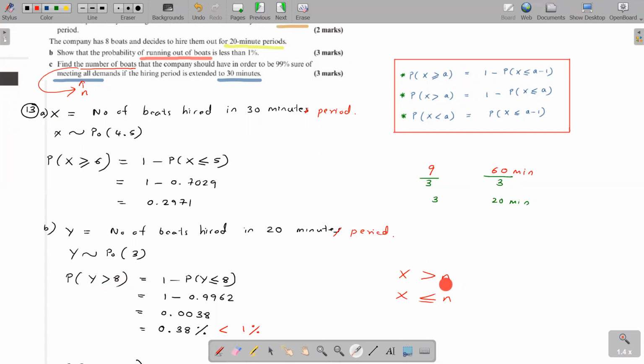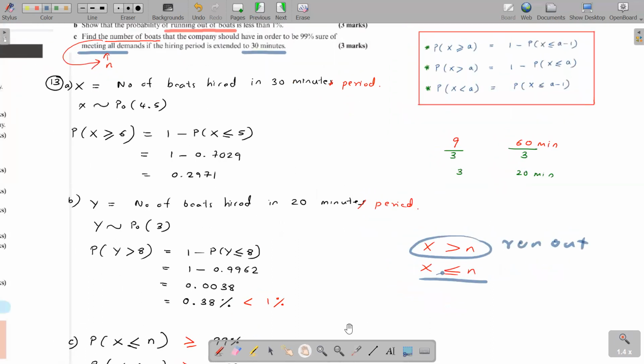So here I have n boards. If the number of boards I'm hiring is bigger than n, then I'm running out of boards. But if I need to meet all the demands, then x, the number of boards I'm hiring, should be less than or equal to n. I can go until n. If I have this condition, then I'm meeting the demand, which means I can give boards to all the demands that I'm getting. I can satisfy the demand. So this is what we need, right? If this is the case, then we run out. That's what happened here.